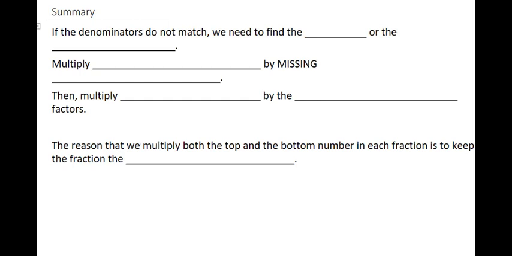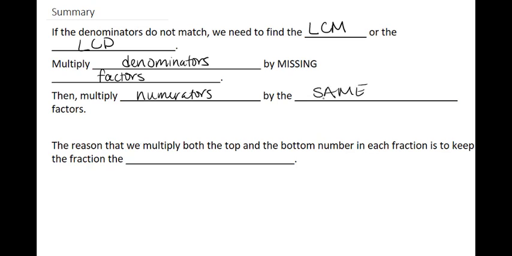If the denominators do not match, we need to find the least common multiple or least common denominator. So we will do this by multiplying the denominators by missing factors. Then we will multiply the numerators by the same factors. And the reason that we multiply both the top and the bottom number in each fraction is to keep the fraction the same.